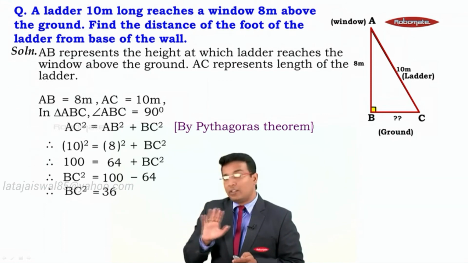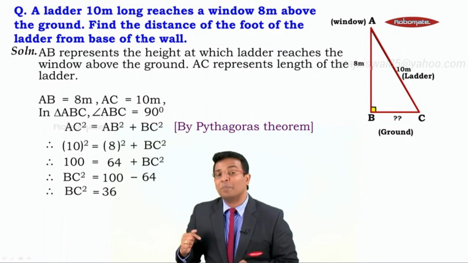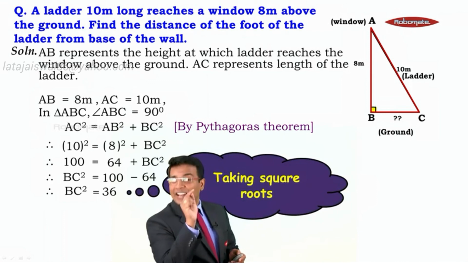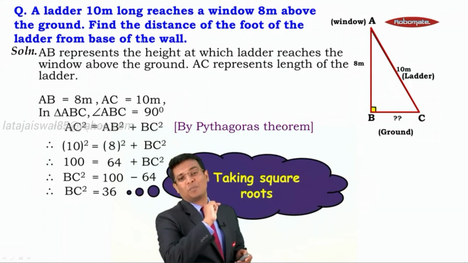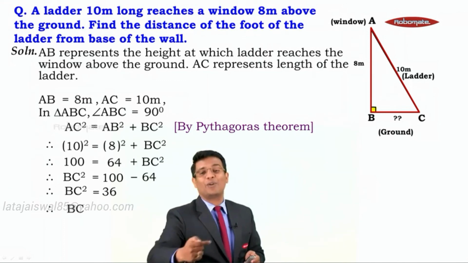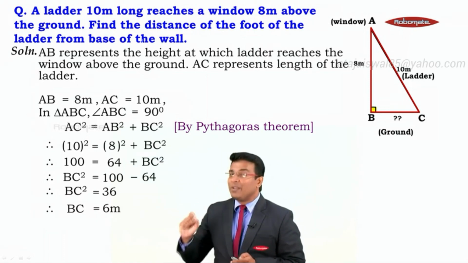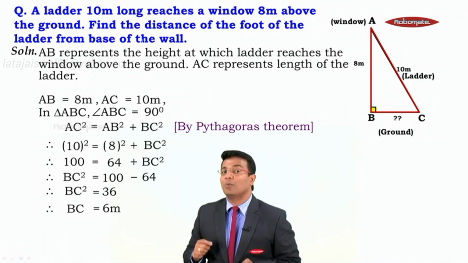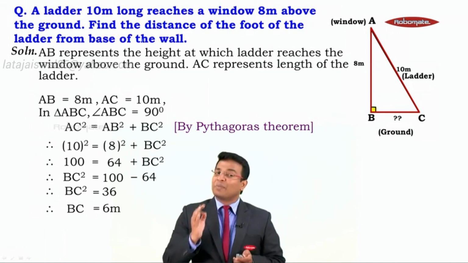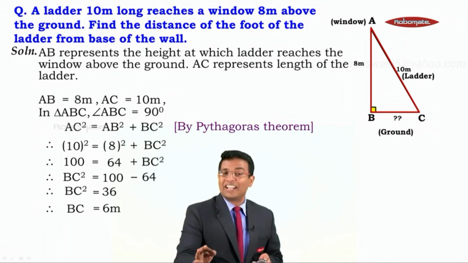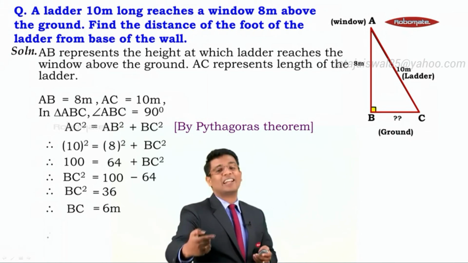But we don't want the length of BC square, we want the length of BC. So we take square roots on both the sides. BC is equal to 6, right? That means we got the length of BC as 6 meter. What is BC? BC is the distance of the foot of the ladder from the base of the wall, which is 6 meter. So that is the final answer which we write now.